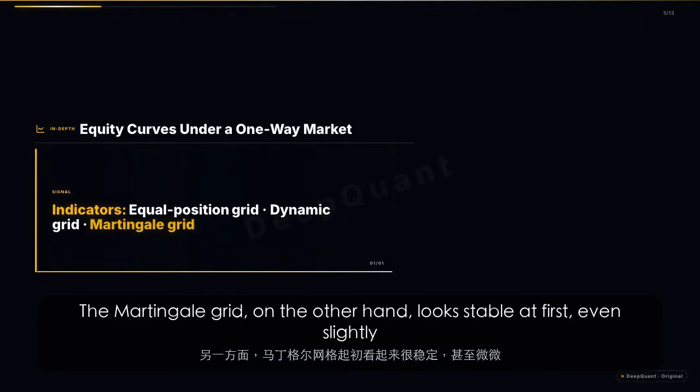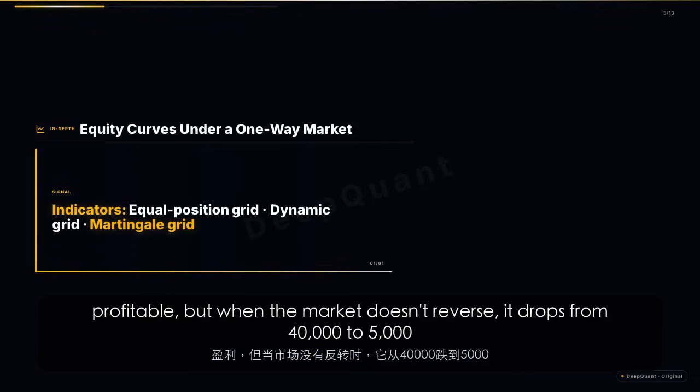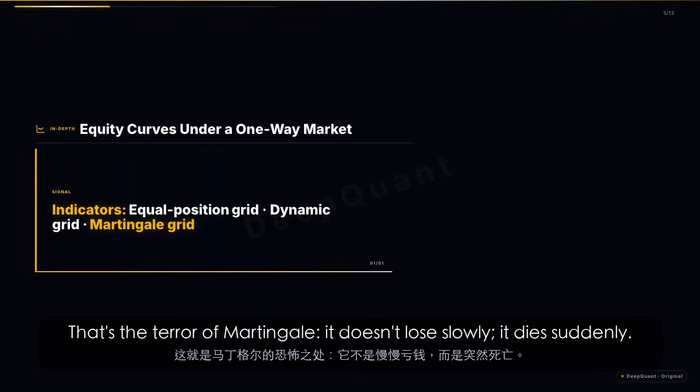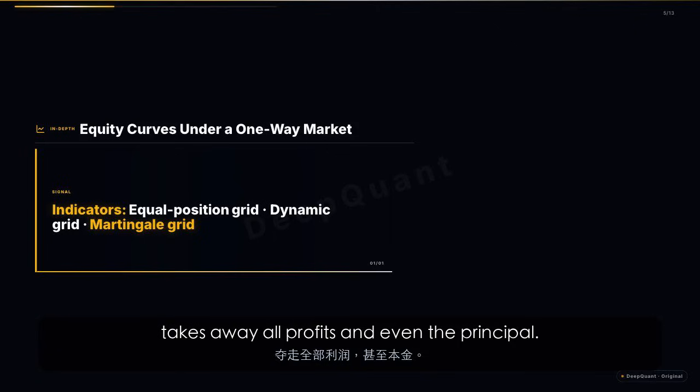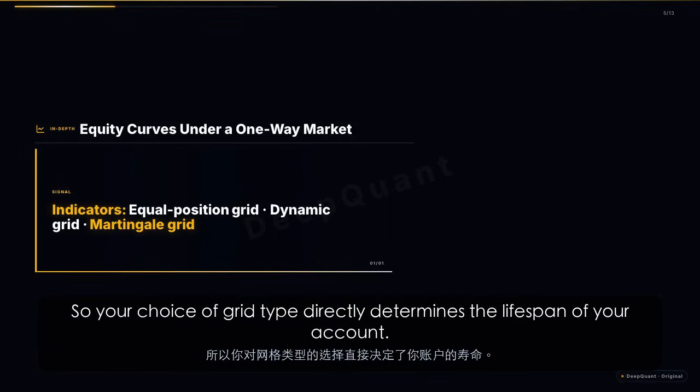The Martingale grid, on the other hand, looks stable at first, even slightly profitable, but when the market doesn't reverse, it drops from 40,000 to 5,000 in the 6th week. That's the terror of Martingale: it doesn't lose slowly, it dies suddenly. Many people get lulled by consecutive small wins, and then a single trend takes away all profits and even the principal. So your choice of grid type directly determines the lifespan of your account.